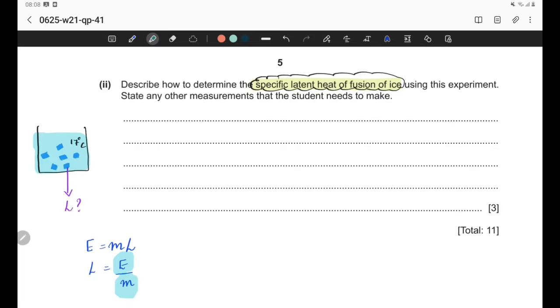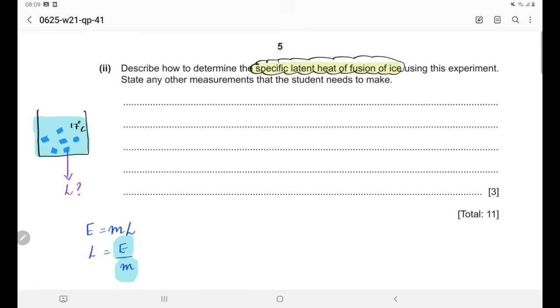E value we already have in the previous section. So first we have to measure the mass. In order to measure the mass of the ice which has melted, we can initially measure the mass of the water. Then after some time again we can measure the mass of the water. In the second mass, the additional mass of the ice melted will also be there. So by just subtracting we will get the mass of the ice melted.